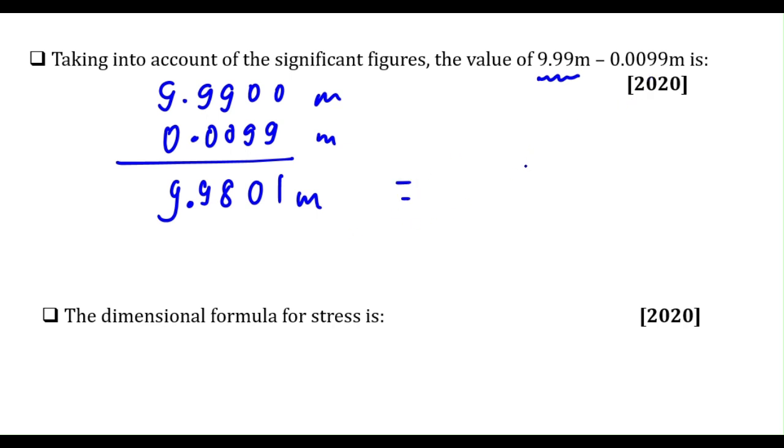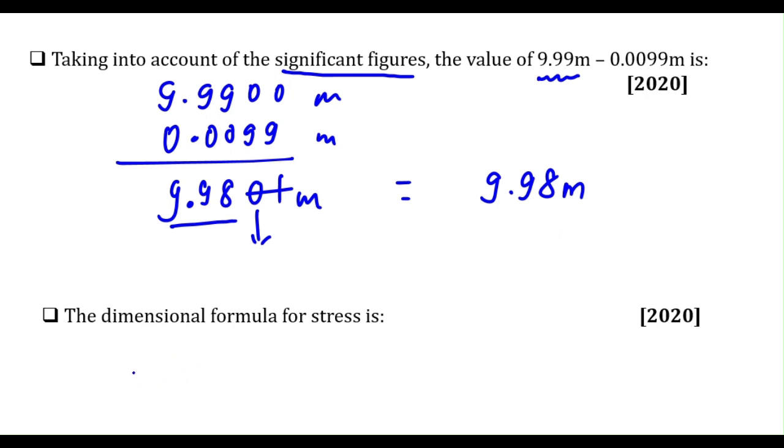We have to keep as many digits after the decimal as are present in the number with the fewest in our question. Here we have 2 digits after the decimal, so this is the lowest. We have to keep the same in our final result. Then it will be in accordance with the rules to determine significant figures. So we have to keep up to here. We have to drop this, and as this is less than 5, we can simply drop it. So this will be 9.98 meters.